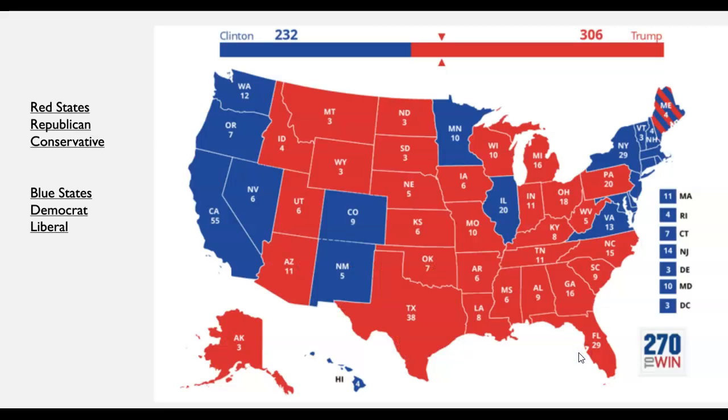You have red states. Those are the Republican states. They tend to be more conservative politically. The blue states, those are Democrat states, and they tend to be more liberal. All right, this is from the 2016 election, which Donald Trump won over Hillary Clinton, 306 electoral votes to 232. So what we're talking about, again, these swing or battleground states, Wisconsin, Michigan, Ohio, Pennsylvania, Florida, these are the ones that are going to be the difference makers in this coming election.